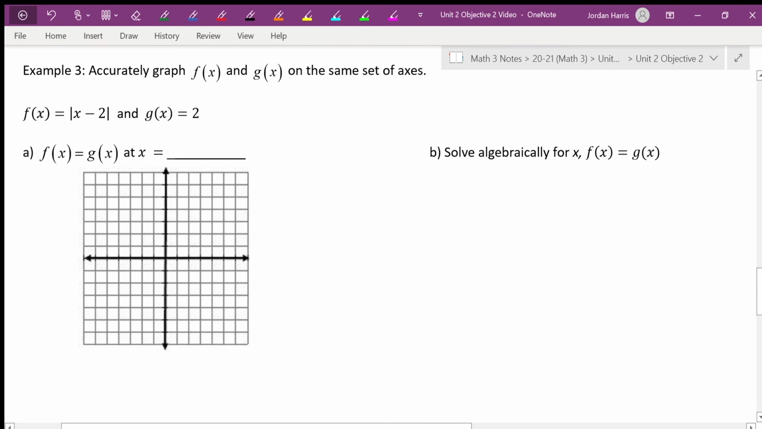Number 3, now we are actually going to graph. Okay, they're going to give us 2 functions. They say f of x equals g of x at this. To find it, we're going to graph them. So I'm going to graph 2 functions. I'll use 2 different colors, blue for f, green for g.